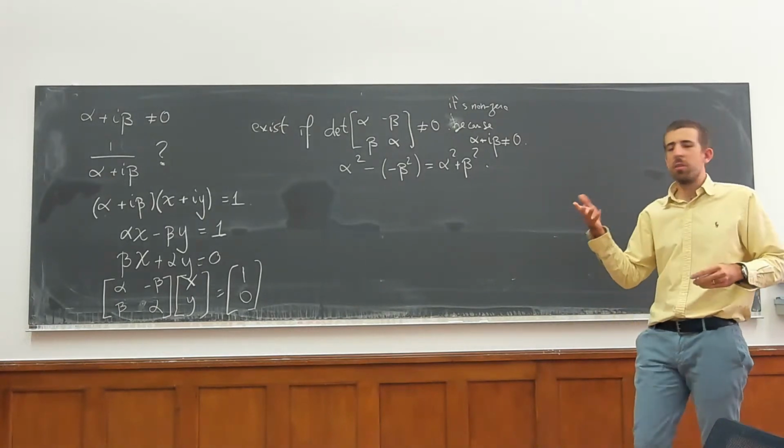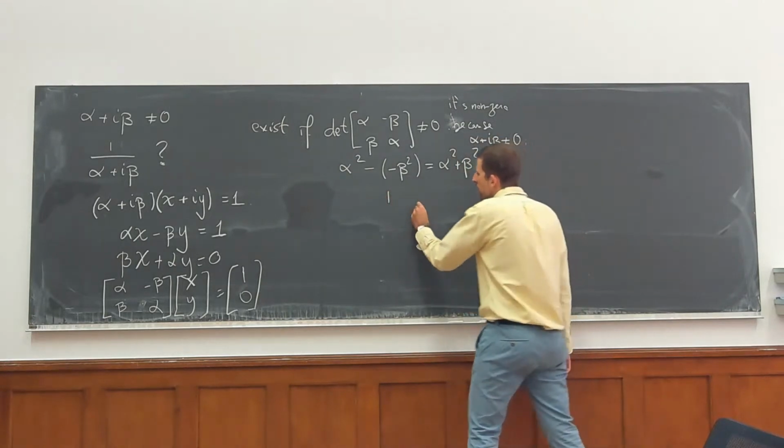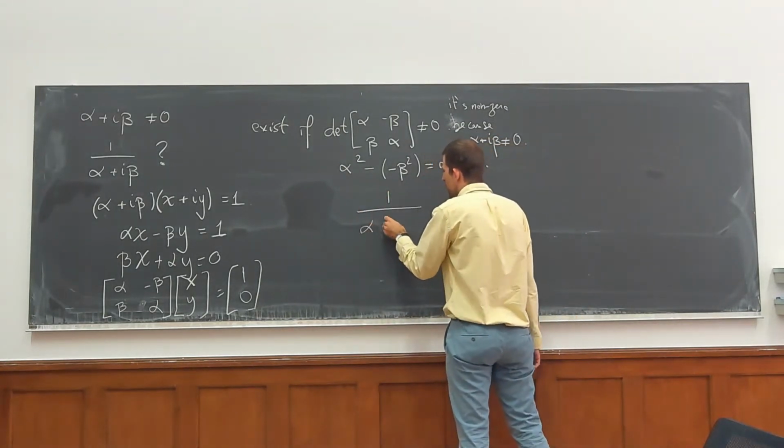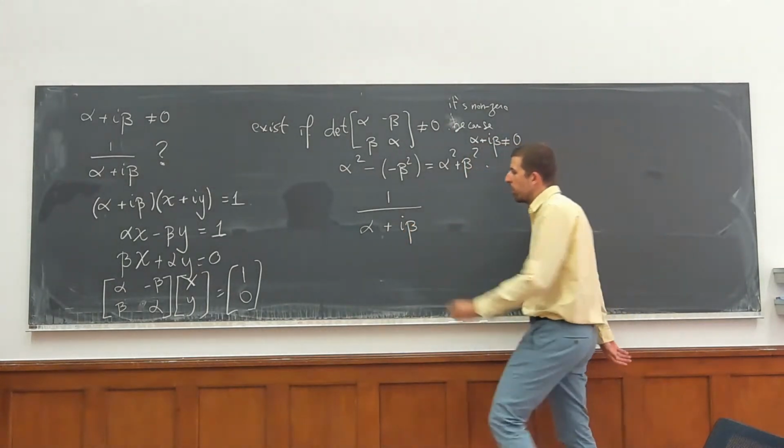But now instead of solving the linear system, we can actually find it a lot more neatly. Let's say we have something like this. We want to write this number.